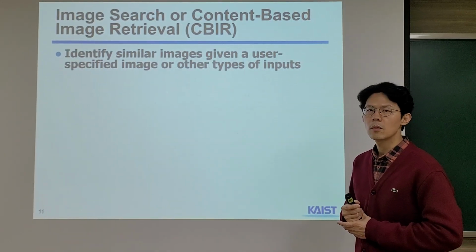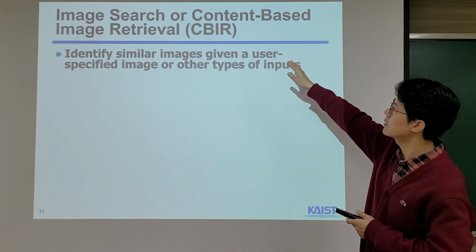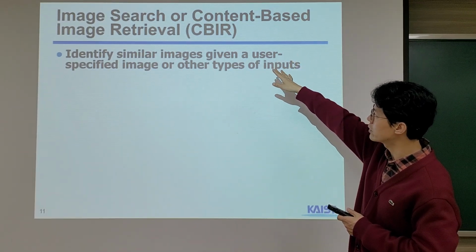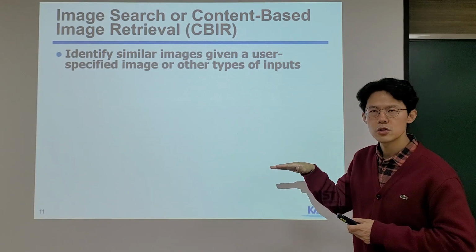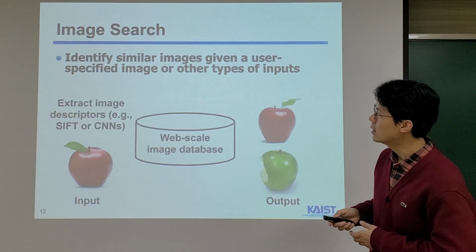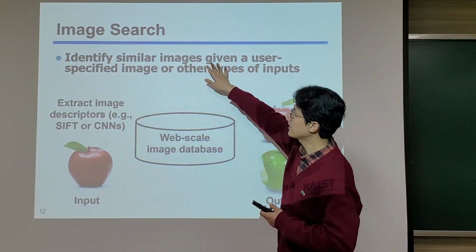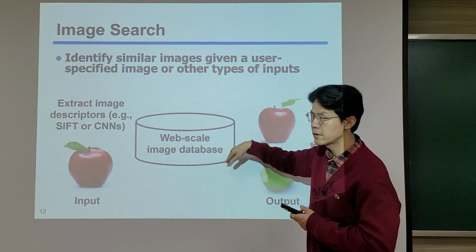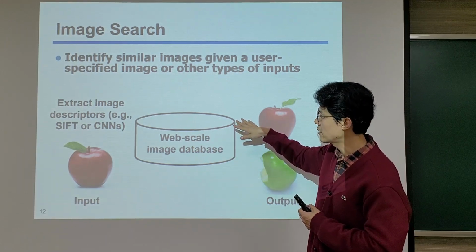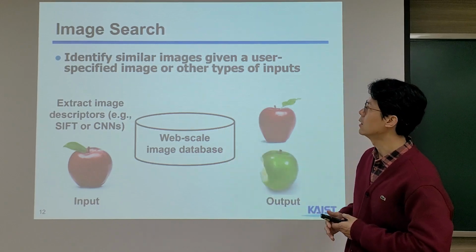So let me briefly talk about the main components of image search. Some people say that this is content-based image retrieval, CBIR. But in short, in this course, we will just call it image search. Image search is nothing but, given a query image, we want to identify similar images from the database. Typically, we perform this image search on a web-scale image database.